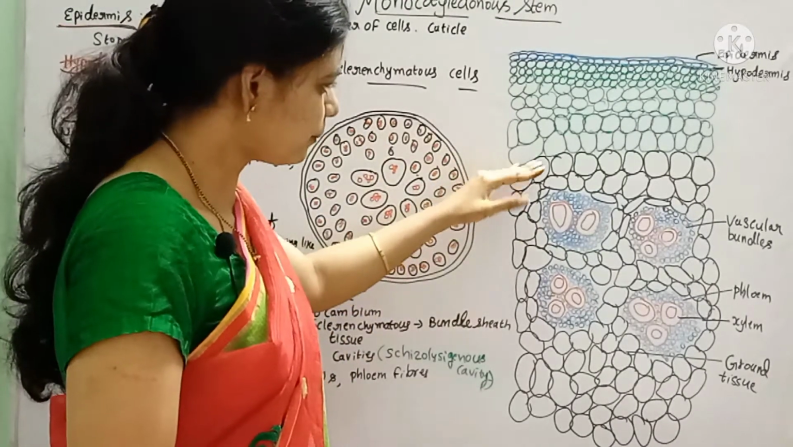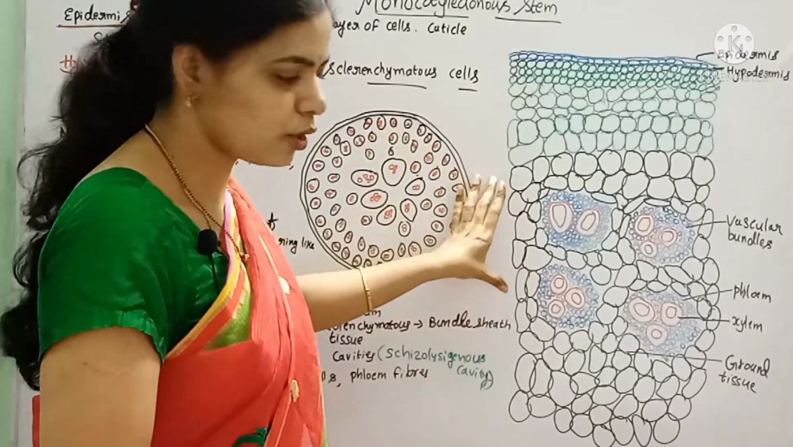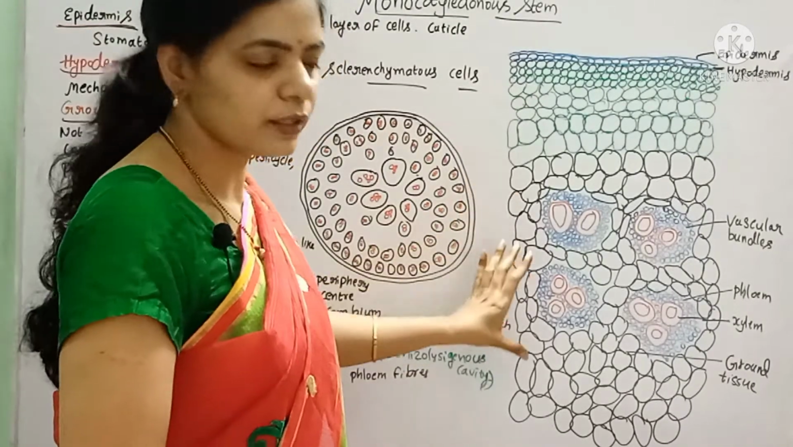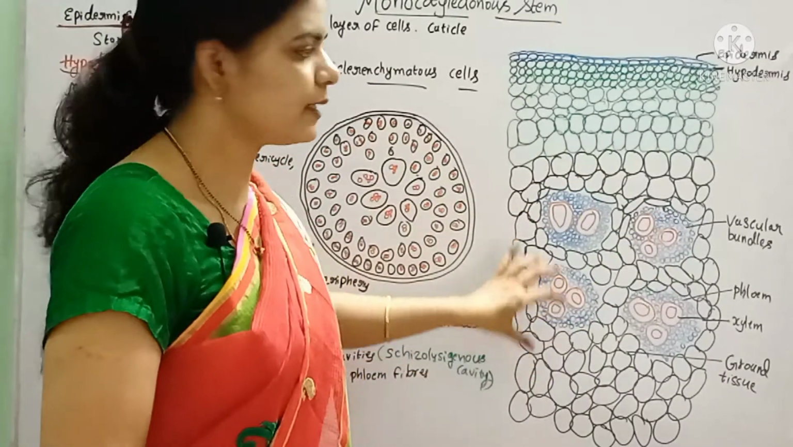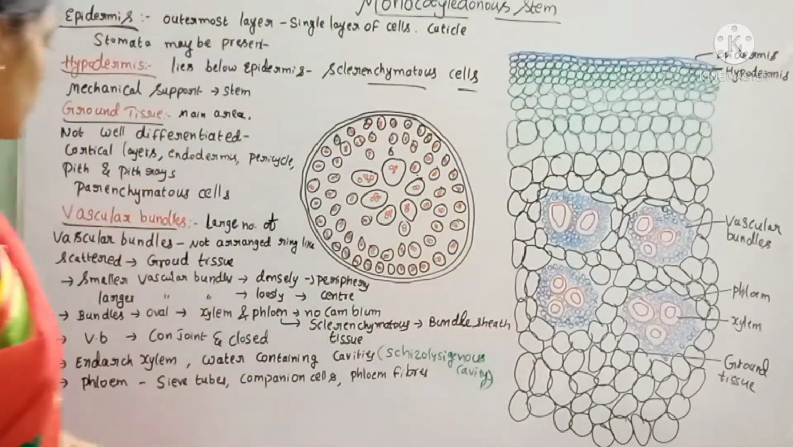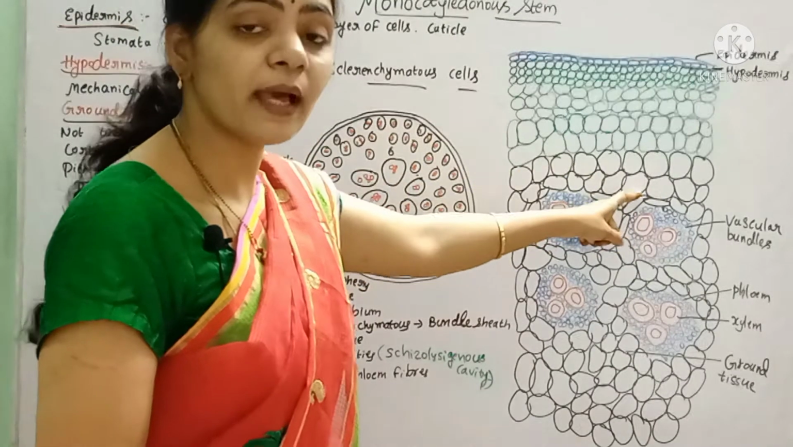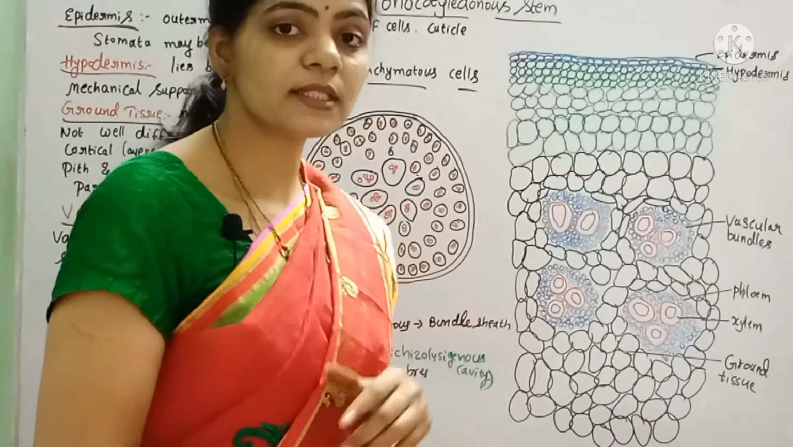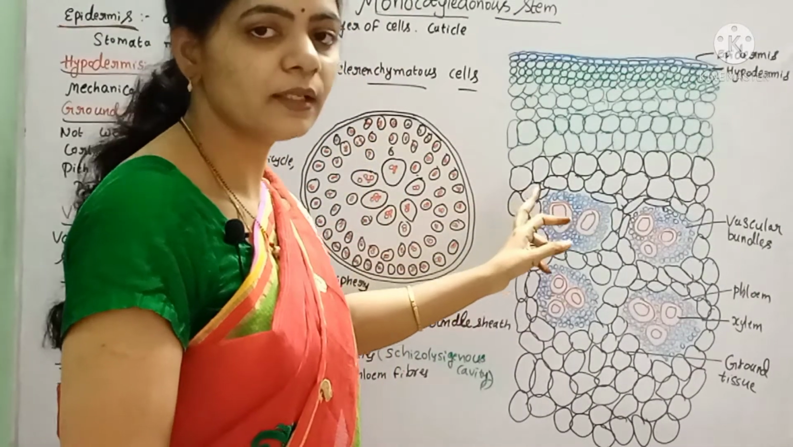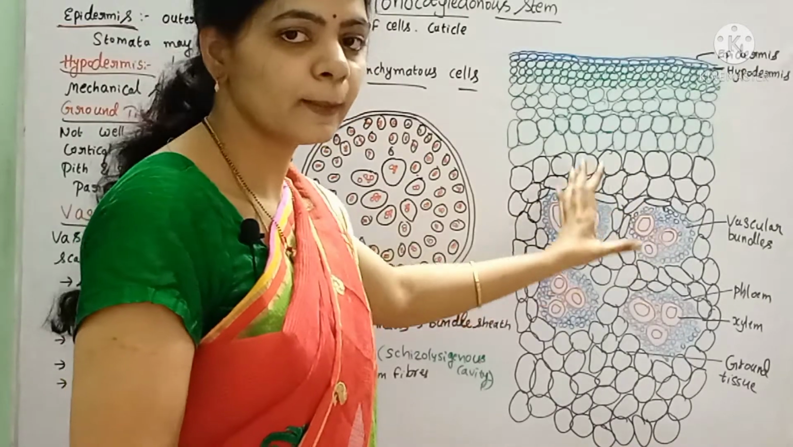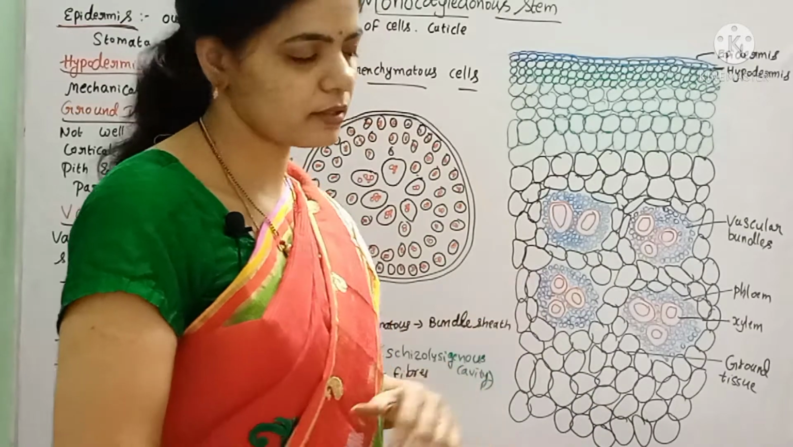That means the ground tissue here is not differentiated into cortical layers, endodermis, pericycle, pith and pith rays; all are absent. The maximum part of the internal structure of the monocot stem is occupied by this ground tissue only, but the vascular bundles are scattered here and there. This ground tissue is made up of parenchymatous cells. What type of cells are present? Thin-walled, round, circular parenchymatous cells with large intercellular spaces.